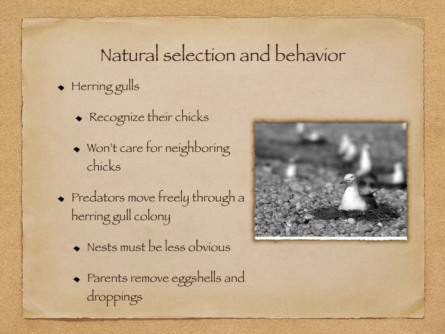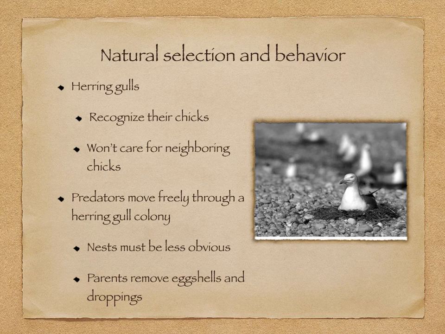On the other hand, herring gulls nest on flat, gravelly sand areas. Predators move freely through the herring gull colony. Nests have to be pretty non-obvious. And the main difference here is you'll see that herring gulls will chase off any neighboring chicks.